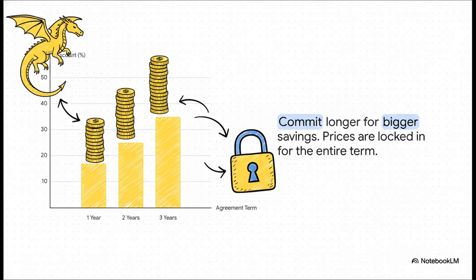And while we're talking tiers, let's talk money, because this chart shows a really smart way to save. If you commit to a multi-year deal, you get a great discount. A 1-year term gets you 17% off. That jumps to 25% for 2 years, and a really nice 35% discount for a 3-year term. Plus, that locks in your price for the whole time.